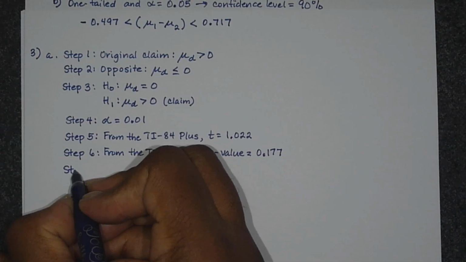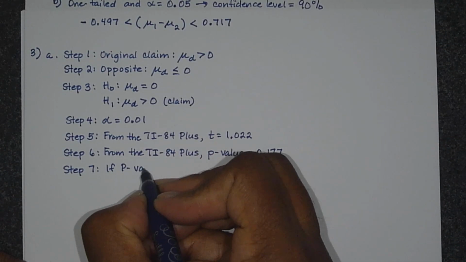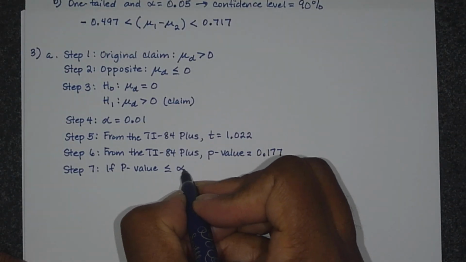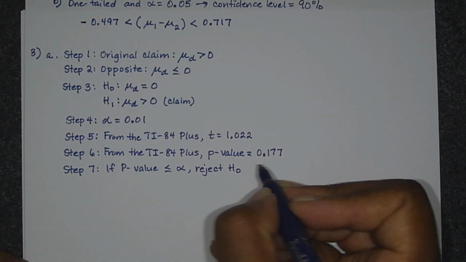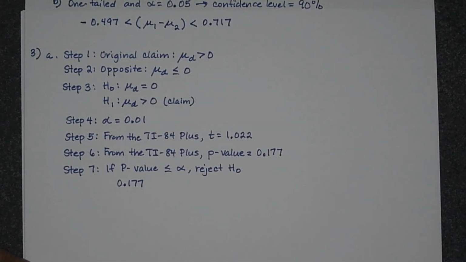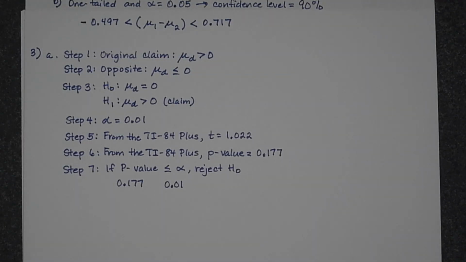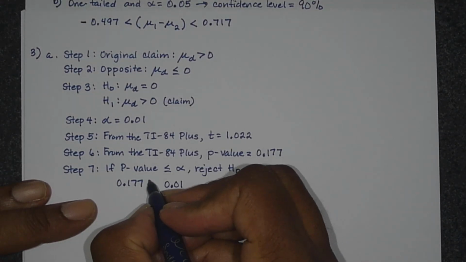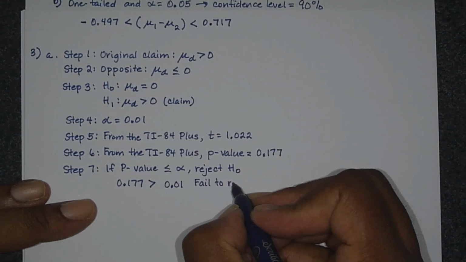Okay. And then step number 7, we're going to say if the p-value is less than or equal to alpha, you want to reject the null hypothesis. So 0.177 is your p-value. We're comparing that to our level of significance. That's going to be 0.01. Is 0.177 less than or greater than 0.01? Greater than. Here it is greater than. So we need to fail to reject the null hypothesis.